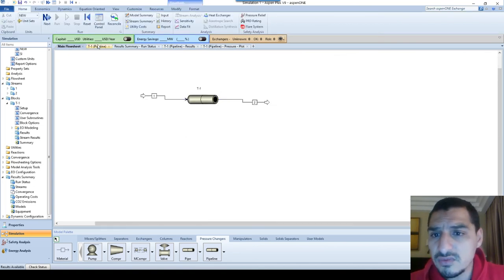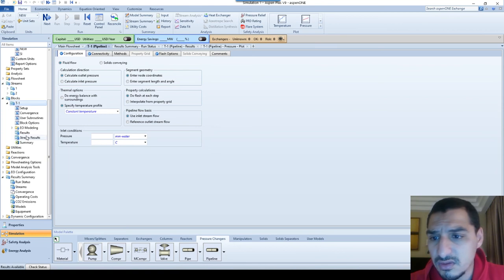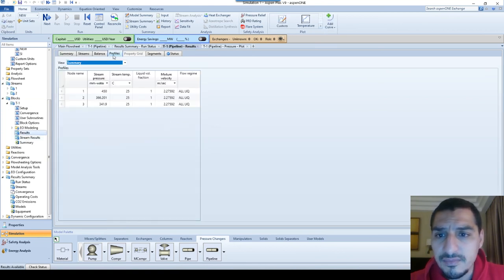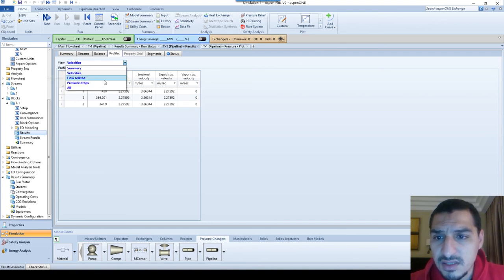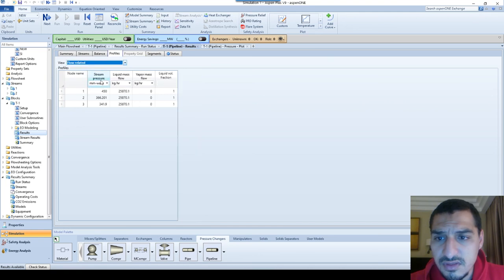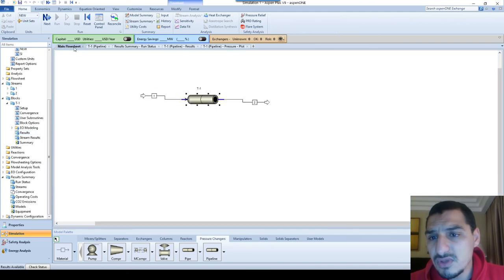And now we can take a look at the profiles here. Again, we have the summary. You can have a look at the velocities, you can take a look at the pressure drops, the flow related, and there is a lot of information that we can find here.